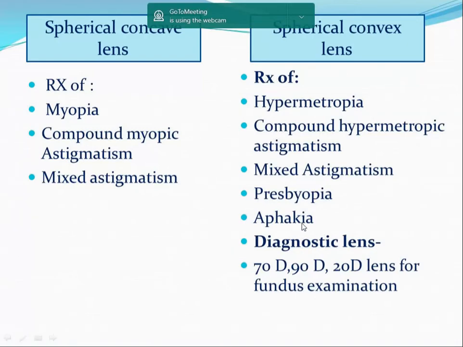Then there are a few convex lenses which are used for diagnostic purposes, that is, for fundus examination. You use plus 70D lenses, plus 90D lenses and plus 20D lenses for fundus examination, that is, examination of the retina, in ophthalmoscopes. So these are the clinical uses of convex and concave lenses.